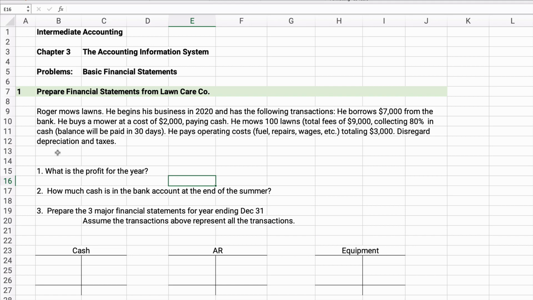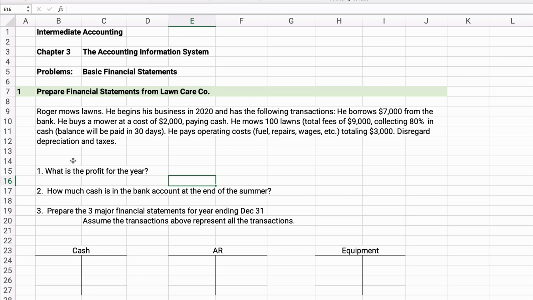He borrows $7,000 from the bank. He buys a mower at a cost of $2,000. He pays cash for that mower. He mows 100 lawns. The total fee of $9,000 for all those 100 yards, collecting 80% in cash. The balance is going to be paid in 30 days. And he pays operating cost totaling $3,000. So we're going to ignore depreciation and taxes.